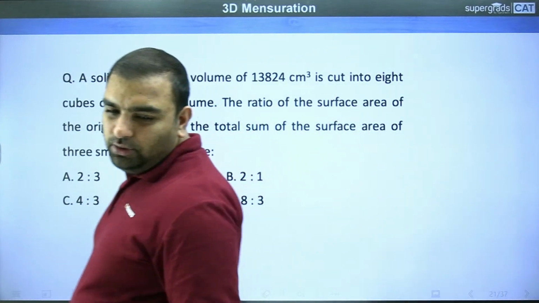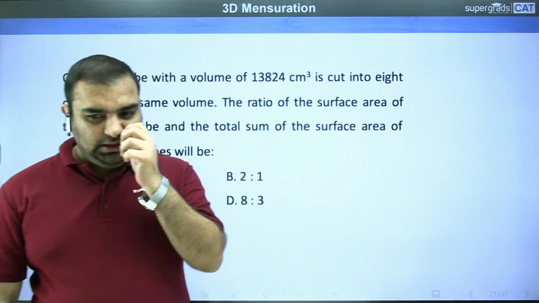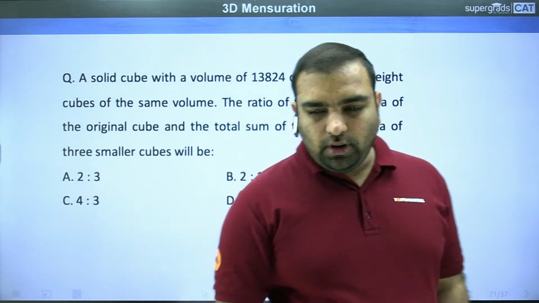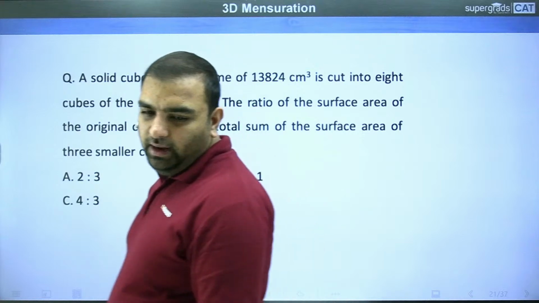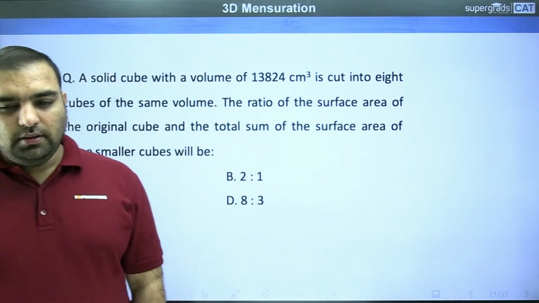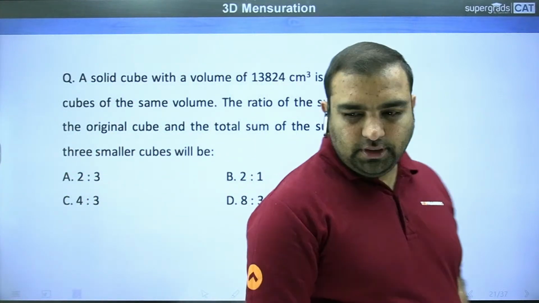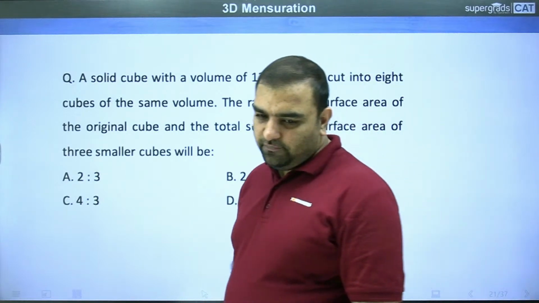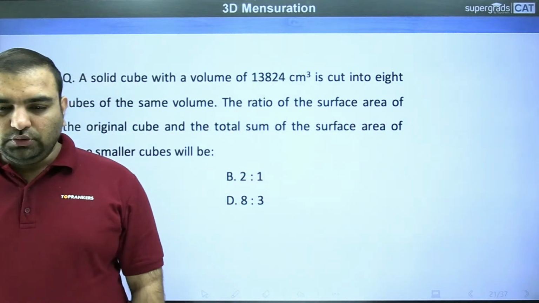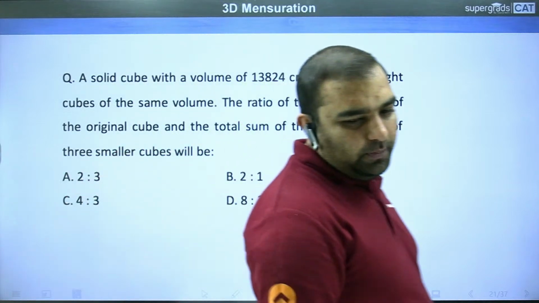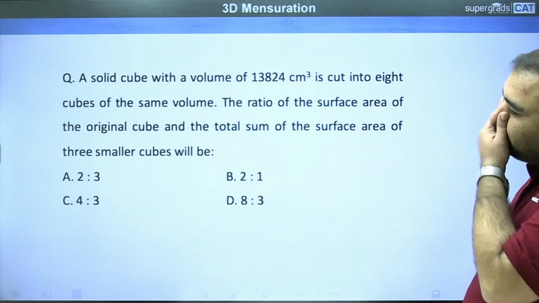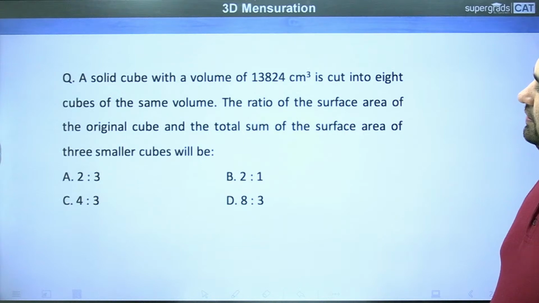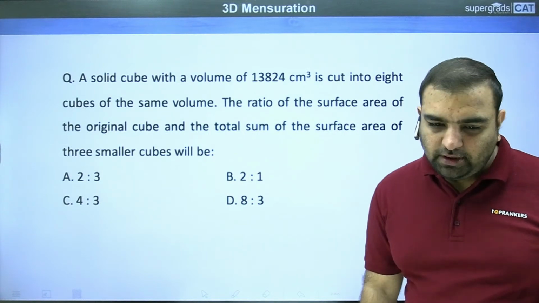A solid cube with a volume of 13824 is cut into 8 cubes of same volume. The ratio of the surface area of the original cube to that of the surface area of the smaller cubes would be... a solid cube with a volume of 13824.